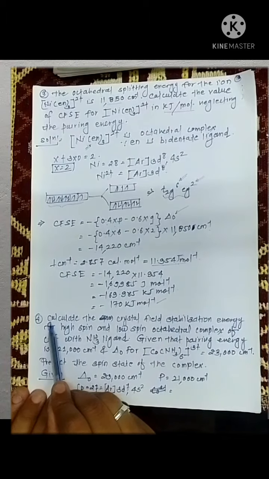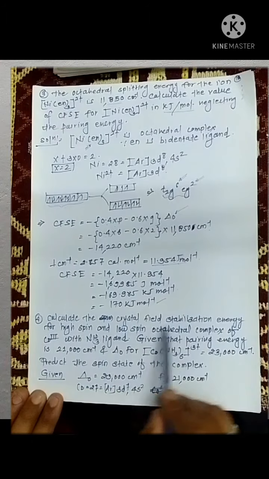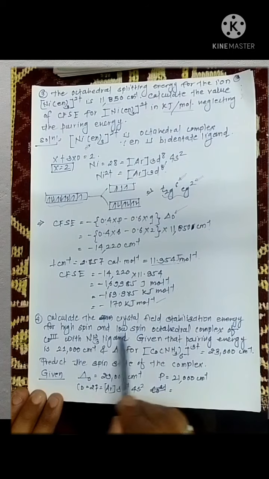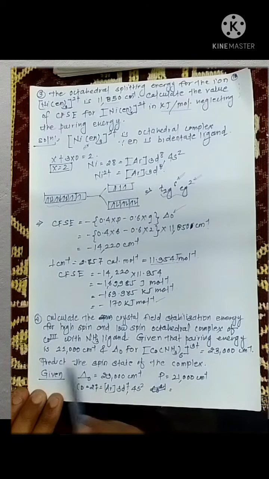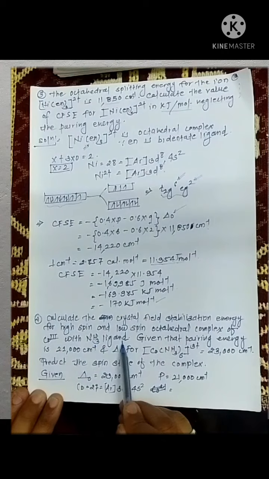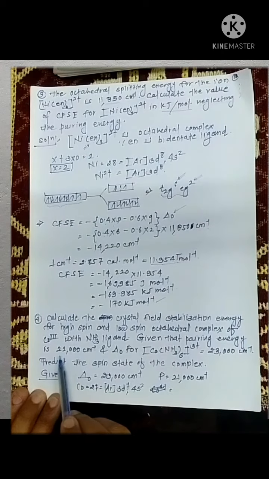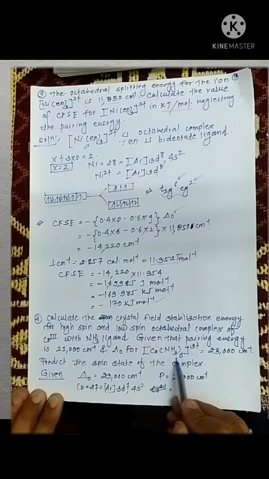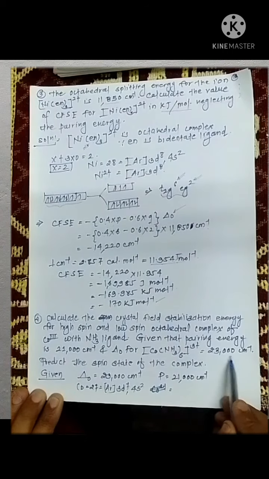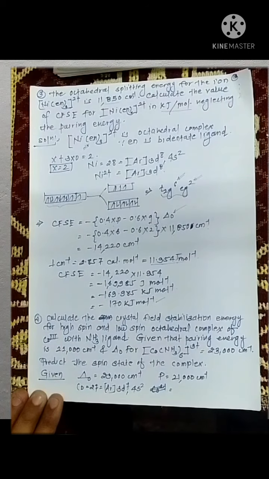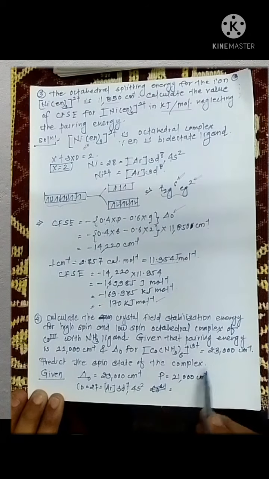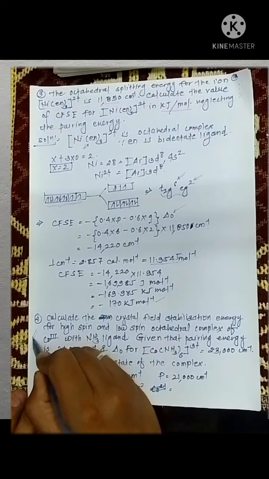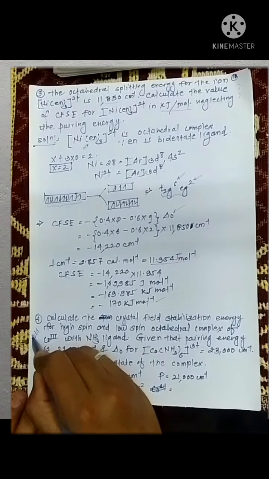Now in this numerical, calculate the crystal field stabilization energy for high spin and low spin octahedral complex of cobalt 3 with ammonia ligand. Given that pairing energy is 21,000 centimeter inverse and del O, that is CFSE for hexaammine cobalt 3 complex, is 23,000 centimeter inverse. Now predict the spin state of the complex. It is a very good numerical. It contains a lot of concepts.